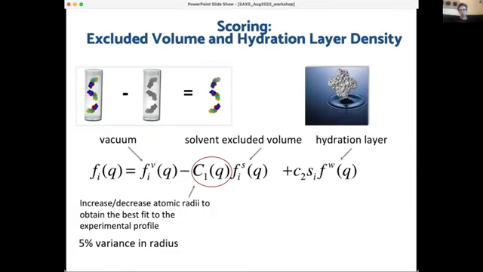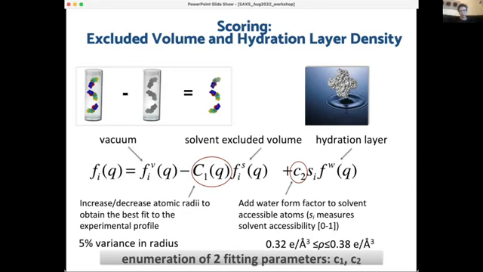And because of those two things, we have two parameters. One of the parameters of FoXS is c1, which takes into account the excluded volume of the protein. This is basically increasing or decreasing the atomic radii by 5% variance to account for the excluded volume. And the second parameter, c2, accounts for the hydration layer density. So remember, we have two fitting parameters, and we will get back to them later.